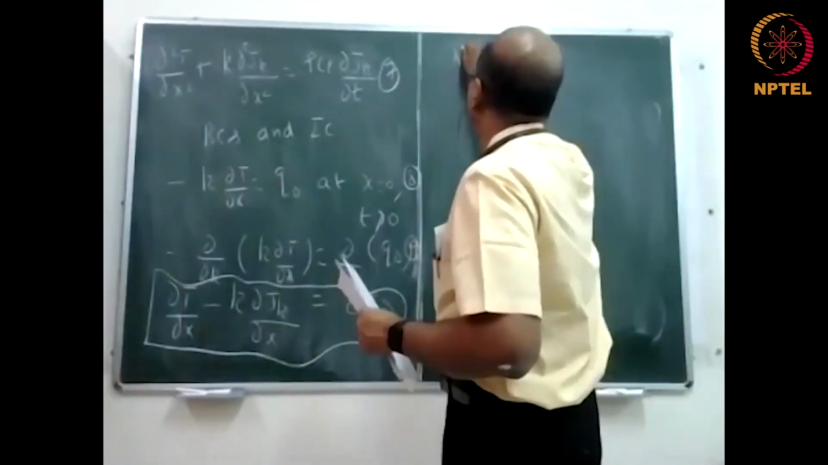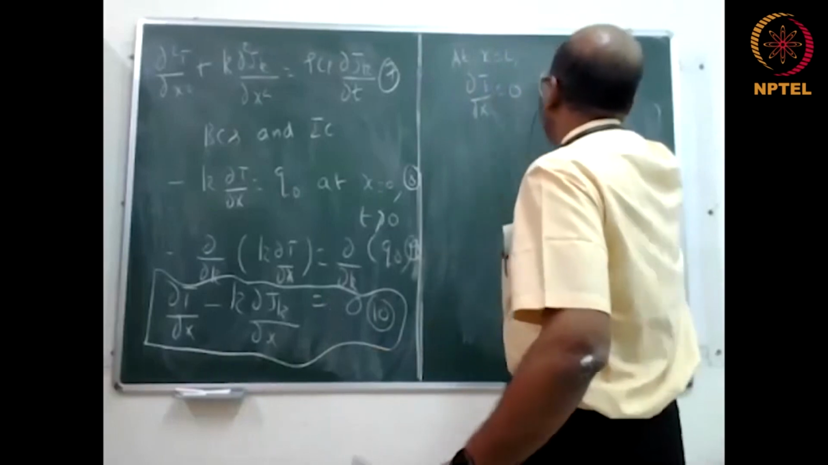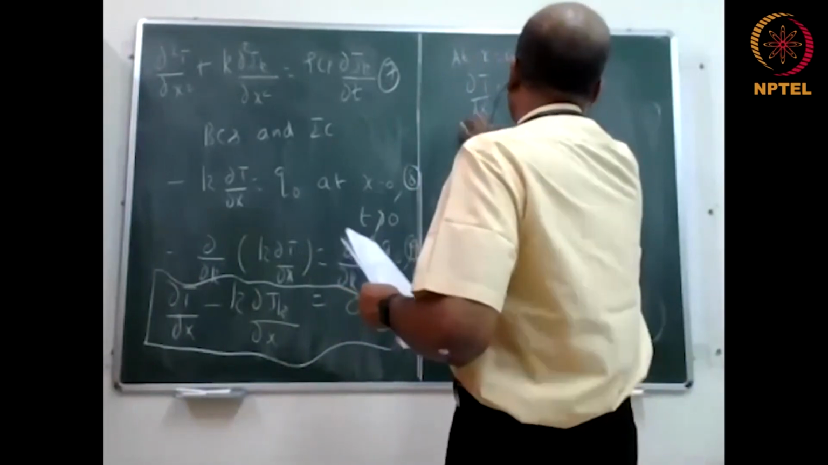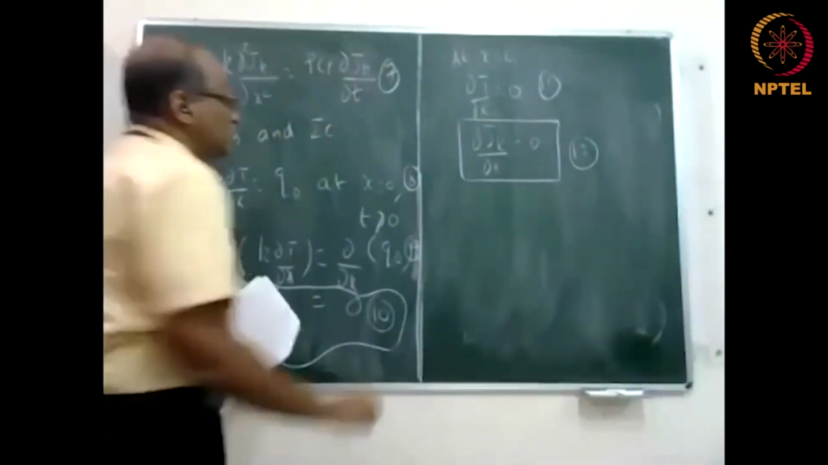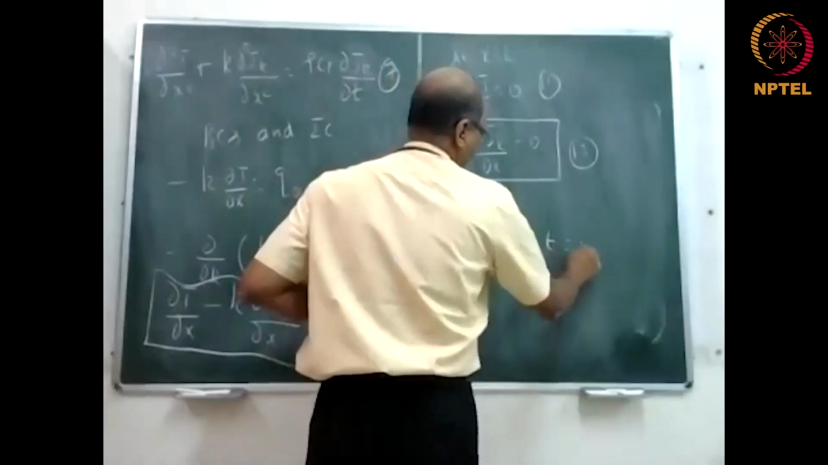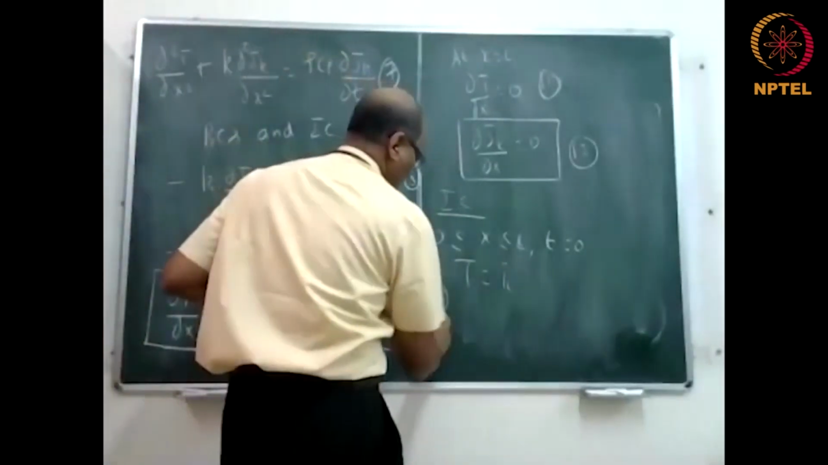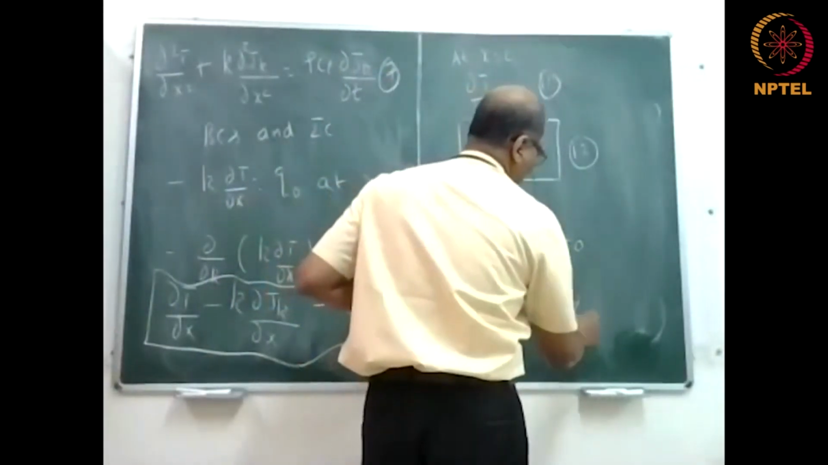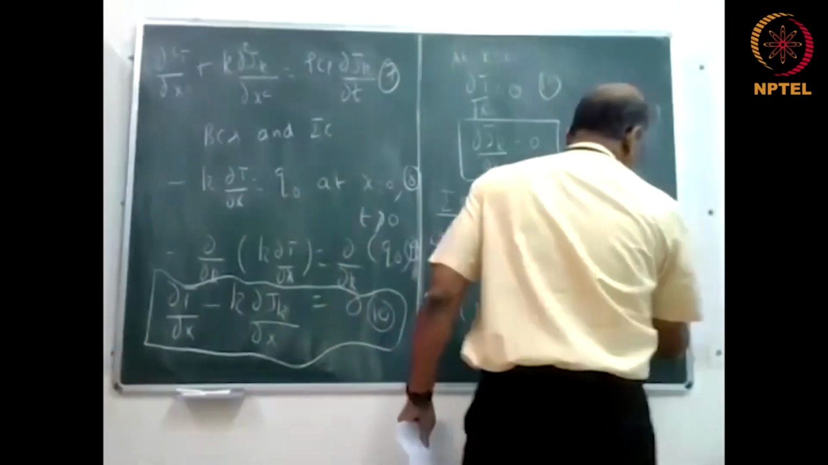Now at x equal to L, ∂T/∂x equal to 0. Therefore, ∂J_k/∂x equal to 0 as well. Okay. Now, initial condition: 0 less than or equal to x less than or equal to L, for time t equal to 0, T equal to Ti. Okay. Now take ∂/∂k of T equal to J_k equal to ∂/∂k of Ti. Fortunately, the initial temperature is not a function of the thermal conductivity. Therefore, it is 0.